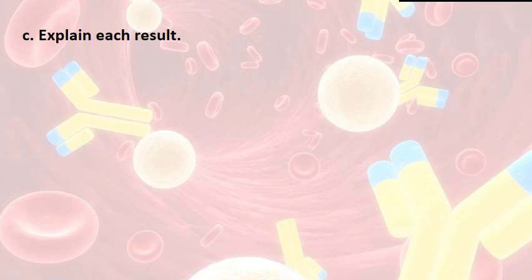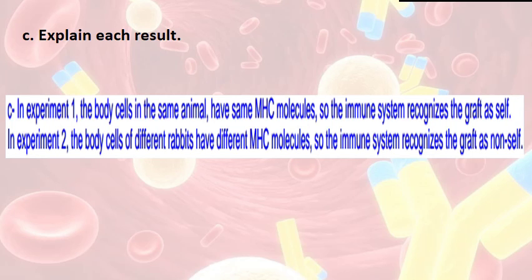Explaining each result. Ala, explain the first experiment, please. In experiment 1, the body cells have the same MHC molecules, so the immune system recognizes the graft as self. Good. Celine, experiment 2. In experiment 2, the body cells have two different MHC molecules, so the immune system recognizes the graft as non-self. Very good. So in experiment 1, the body cells in the same animal have the same MHC molecules, so the immune system recognizes the graft as self. In experiment 2, the body cells of different rabbits have different MHC molecules, so the immune system recognizes the graft as non-self.